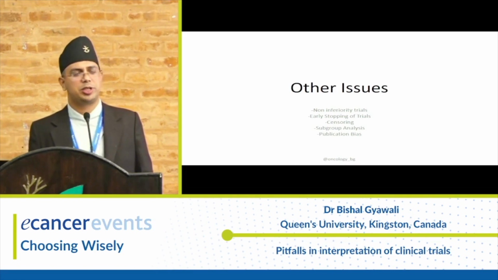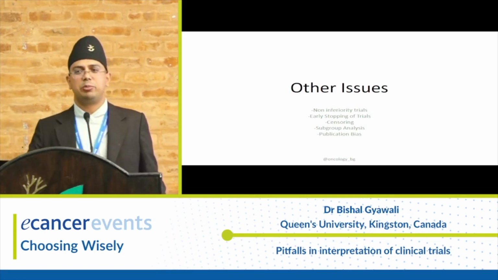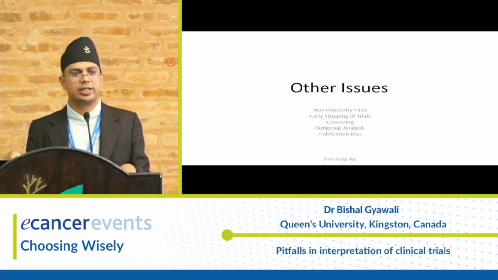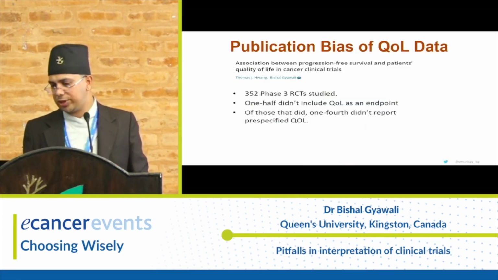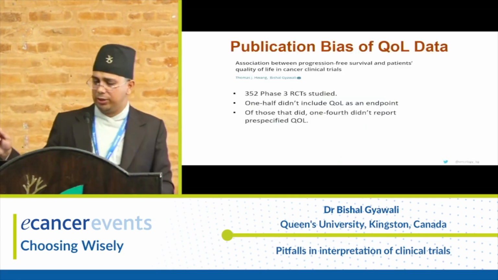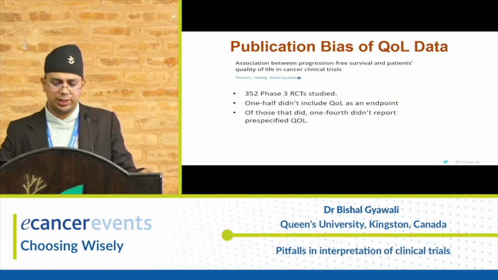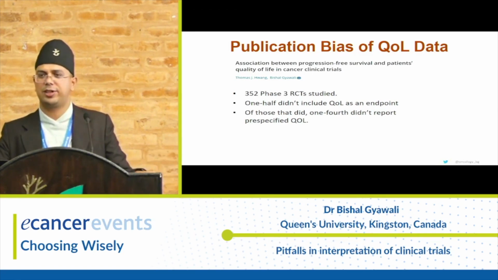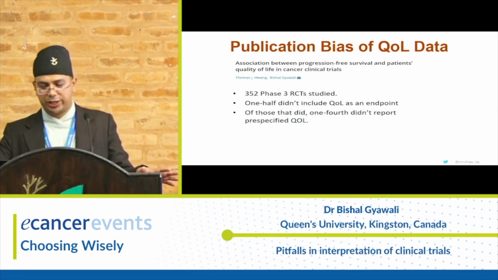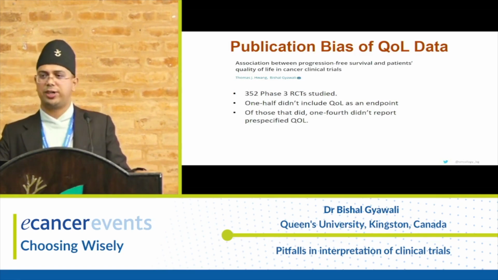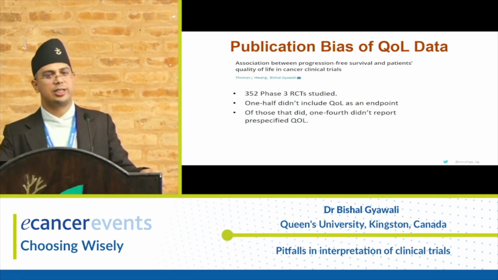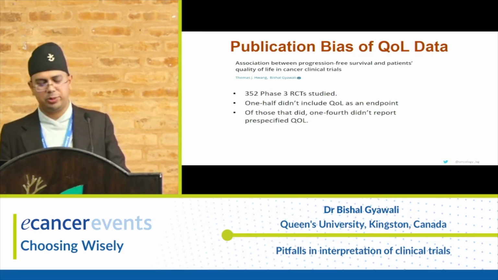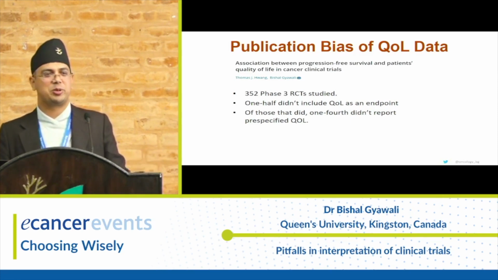And sometimes they publish it after 5, 6, 7 years. And the main results they publish in New England Journal of Medicine. Quality of life data they will publish in a small conference abstract. So you can't even find it. So that leads to publication bias. In this paper that we did, we looked at 352 phase 3 randomized trials in oncology. And we found that 50% of them did not even bother including quality of life as an endpoint. Of those that did include, 25% did not report the pre-specified quality of life endpoint. That means they said they were going to measure it. They measured it, but they did not publish it. So why do you think that happens? Because obviously the results were not good, probably. That's why they didn't want to publish it.